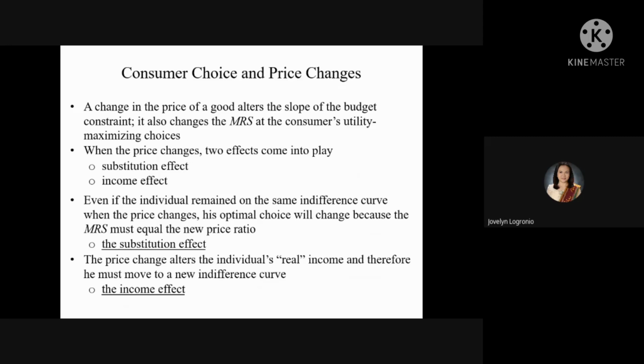Okay, let's go back to our discussion. As I have mentioned, or as I've said kanina, a change in the price of a good alters the slope of the budget constraint. It also changes the MRS at the consumer's utility maximizing choices. Then, when the price changes, two effects come into play: the substitution effect and income effect.